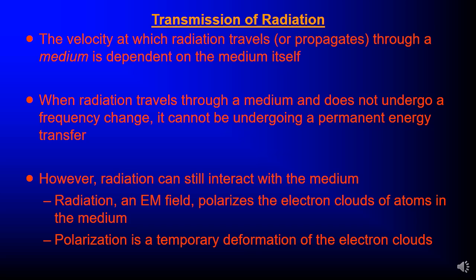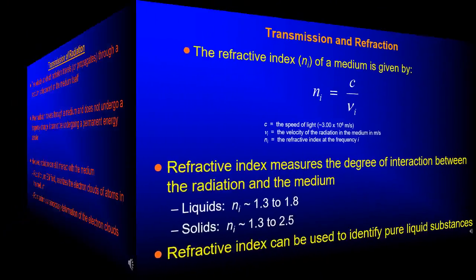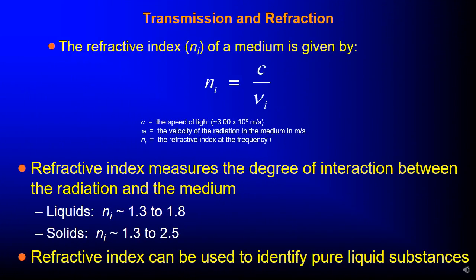So that is one of the interferences, or interactions, we were talking about. You remember one of the ways that radiation can interact was through refraction. So you know that if you have a medium and electromagnetic radiation passes through it, they will interact.